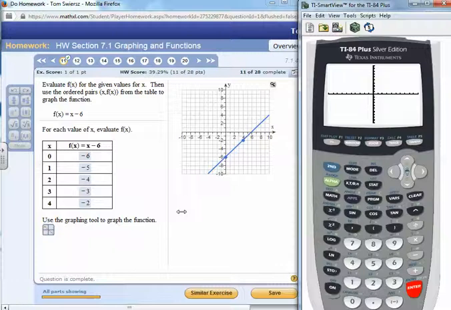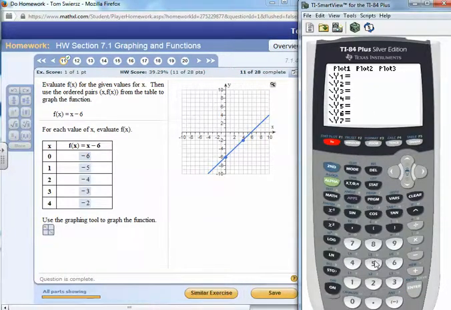Okay, so once you've got that, you're going to go to your Y equals, which is right below the screen, the leftmost button, and you should get the screen. Now, if you have something in there, like 5x plus 2, and you need to clear it out to put in a different function, you can just highlight it anywhere and hit clear and it'll wipe it out.